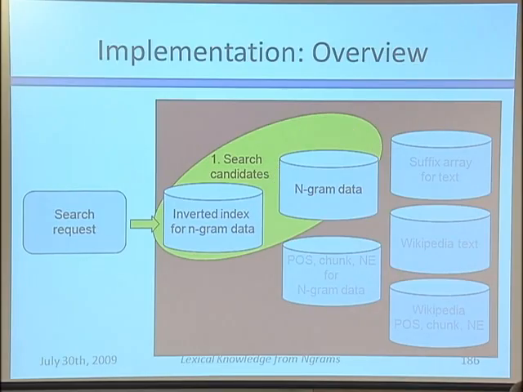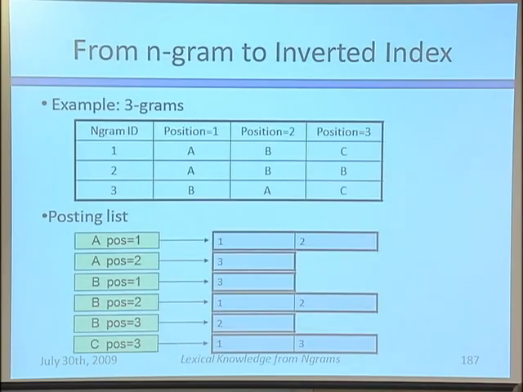I'll just touch upon each step in a bit more detail. As I already said, the text is first converted into a suffix array, which is then converted into the Ngram data. This is just a sample of one of the Ngrams, say for 3 gram. This is the table we have, and it lists all the possible unique Ngrams. Each Ngram is given a unique ID, and it's called the forward index.